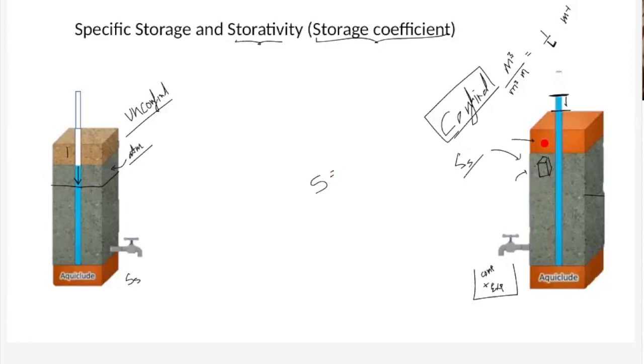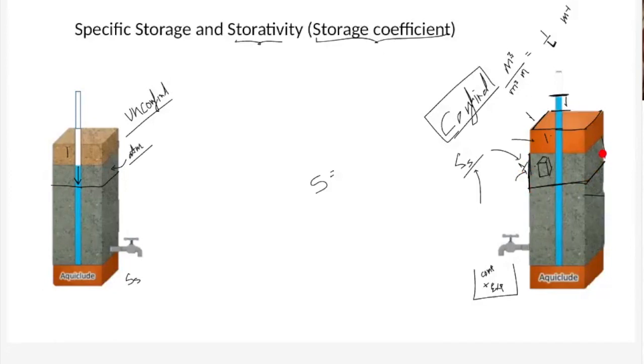So if you're talking about only unit volume, it is specific storage. So let's say we are taking an area of 1 meter by 1 meter, this is 1 and this is 1. If you're talking about unit volume, then you will go only 1 meter below. Yes or no? If this is 1 by 1, to talk about unit volume, you will go only 1 unit below. Yes or no?